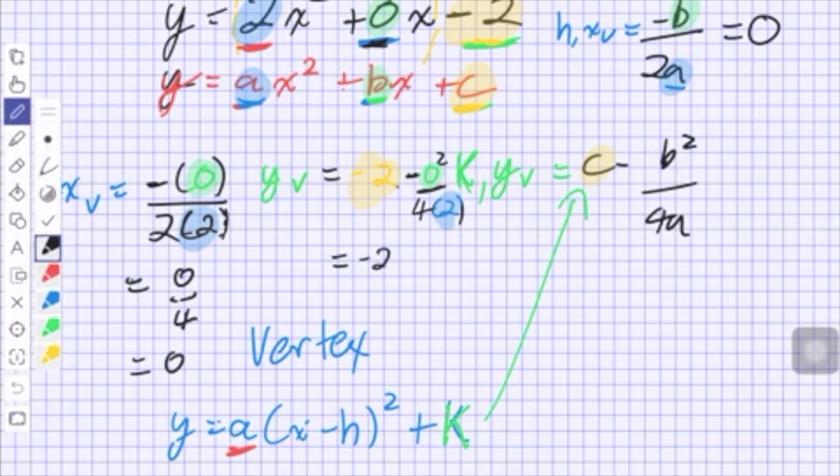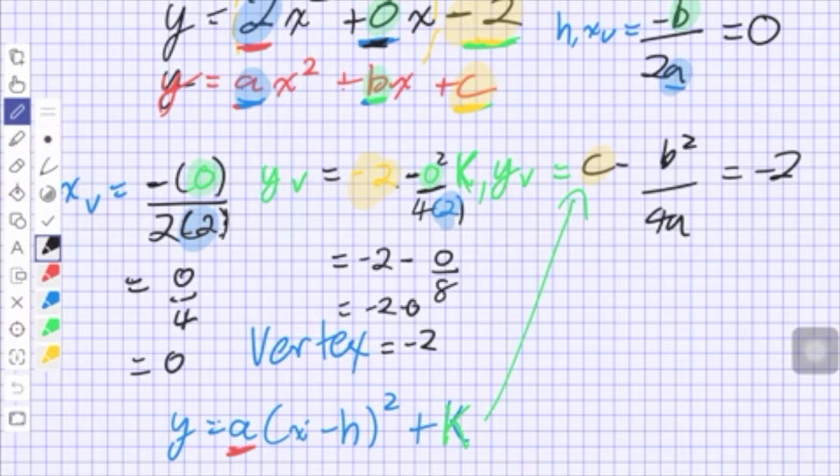Negative 2 we leave. 0 squared is 0. So we're subtracting 0 divided by 4 times 2, which is 8. 0 divided by 8 is still 0. We get negative 2 minus 0, negative 2. So it turns out our k value is negative 2. I know this is very messy. I should have written it much cleaner for you. Can you understand it? Good.